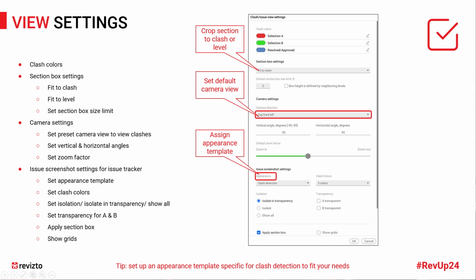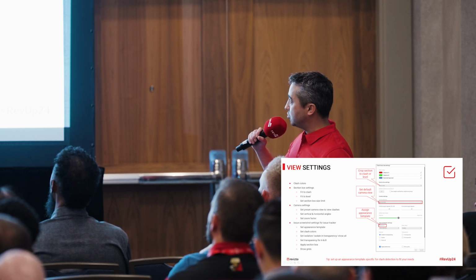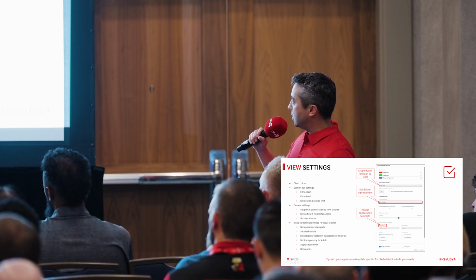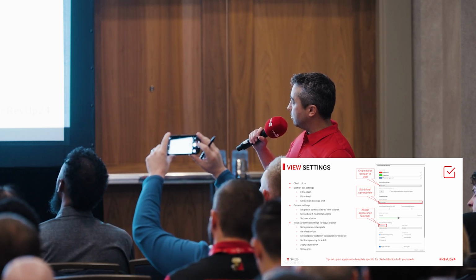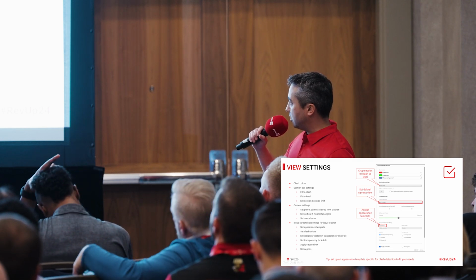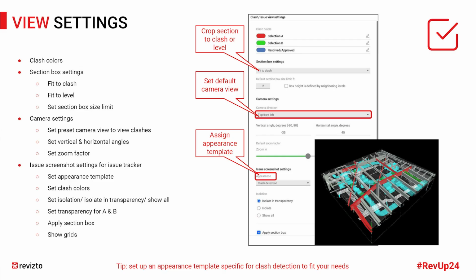The last thing is the view settings. You want to definitely spend some time specifying what that clash group might look like when it gets sent to the issue tracker. Do you want that clash group to have a section box to fit it to the clash, or do you want to constrain it to a level? That's what you would set up here. Assign what colors you want that clash to look like. And then this is a new feature that came out earlier last year: the default camera view of how to view that clash when it goes to the issue tracker, what appearance profile or template you want that to have, and things like that. Once you do that, this is an example of what that might look like. You can see this has an appearance template applied.